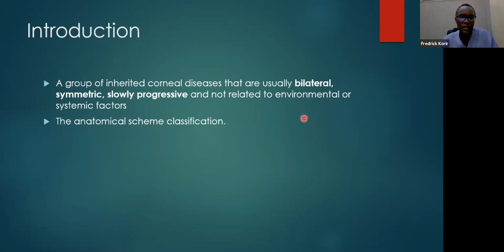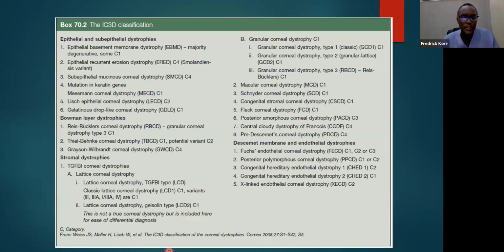There's an anatomical classification of corneal dystrophies generally, and this is done by the International Committee for Classification of Corneal Dystrophies, and it's called the IC3D classification. This is a publication they made in 2008 of all the corneal dystrophies up to date. They're classified according to the layer that's affected. So there's epithelial and subepithelial, and there are Bowman's layer dystrophies.